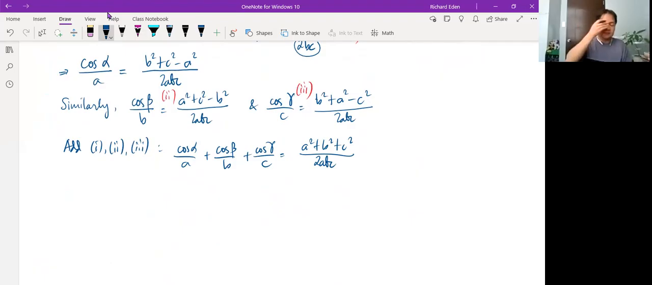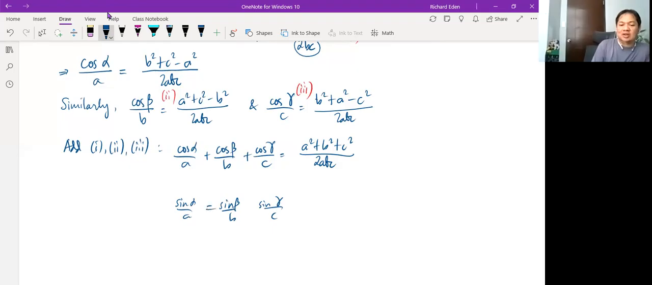With the law of sines, if you look at the ratios, sine alpha over A, sine beta over B, sine gamma over C, the conclusion is that these three ratios are equal. If you look at the ratios cosine alpha over A, cosine beta over B, cosine gamma over C, they are not necessarily equal, but it turns out we can say something about their sum: A squared plus B squared plus C squared over 2ABC on the right.